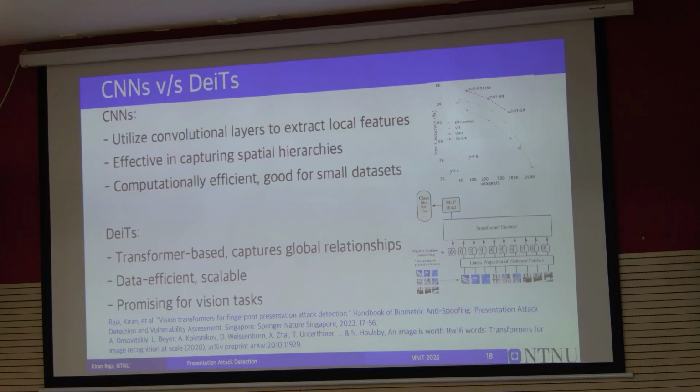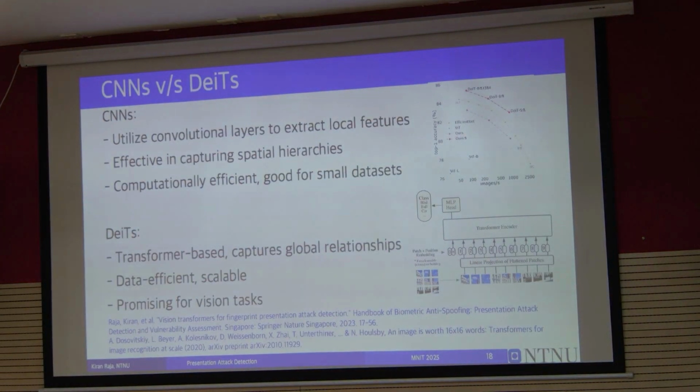In that case, I'm going to give you a motivation for using CNNs and using DeiT. Each of them has its own advantages and disadvantages. CNNs are very efficient in extracting local features because they work on local receptive fields. They are also very capable of capturing spatial hierarchies. They are computationally efficient. They are also very good for small data sets, right? So we have this motivation for why they can be used.